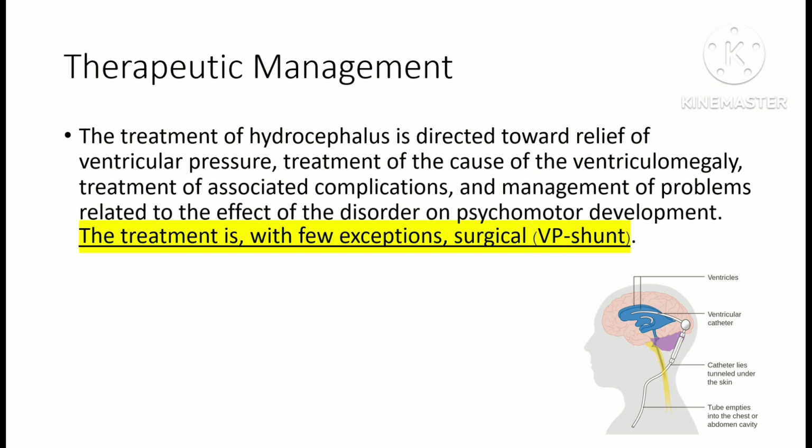Okay, therapeutic management. The treatment of hydrocephalus is directed towards relief of ventricular pressure. Treatment of ventriculomegaly is associated with complications and management of problems related to the effect of the disorder on psychomotor development. Almost all cases are treated surgically, with few exceptions. They have surgery with a VP shunt. What is a VP shunt? I will explain next.